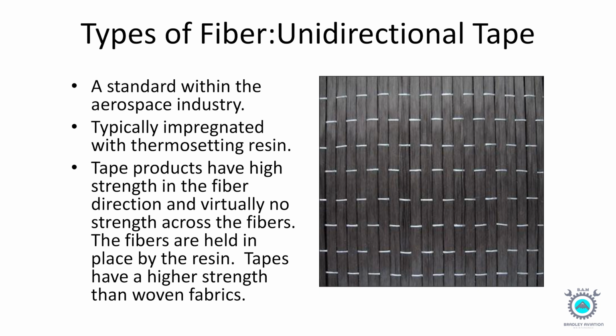Types of fiber. Unidirectional tape, a standard within the aerospace industry. Typically impregnated with thermosetting resin, tape products have high strength in the fiber direction and virtually no strength across the fibers. The fibers are held in place by the resin. Tapes have a higher strength than woven fabrics.